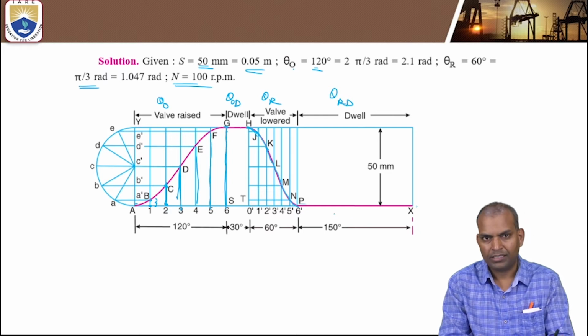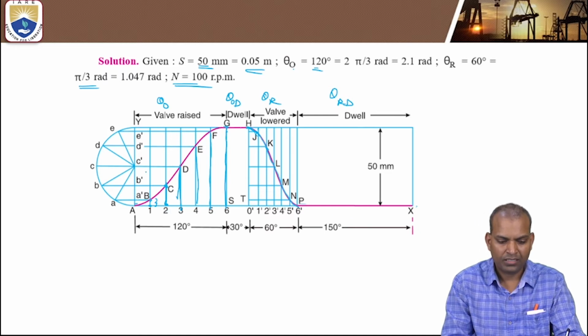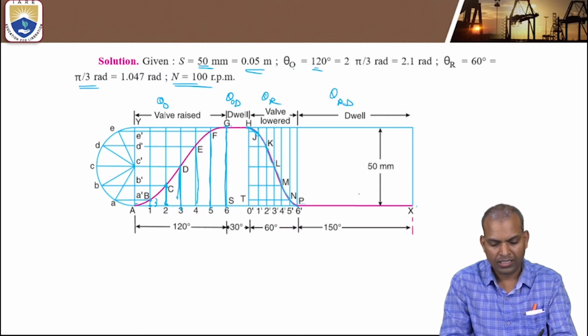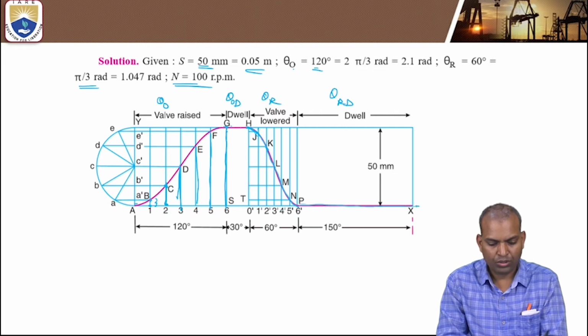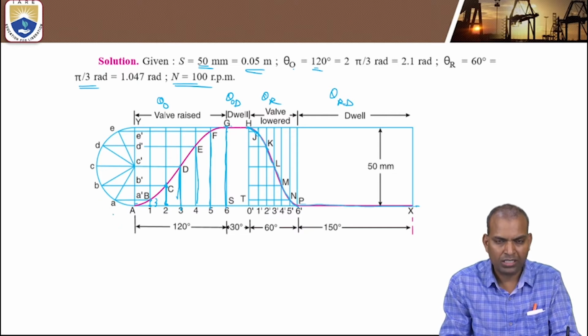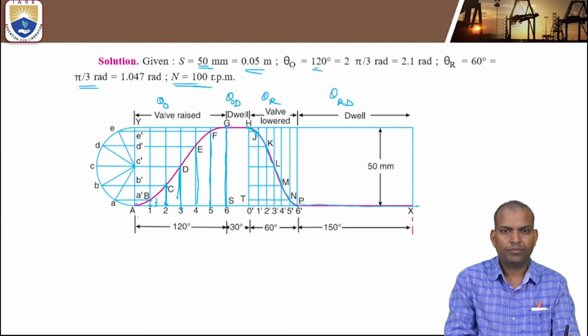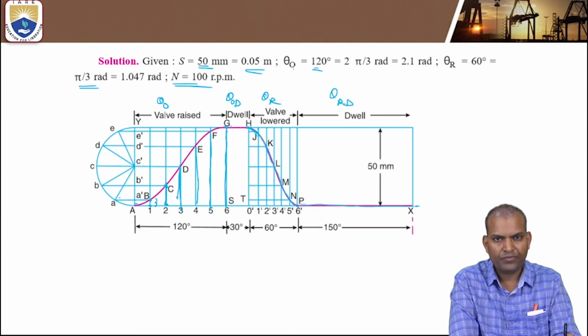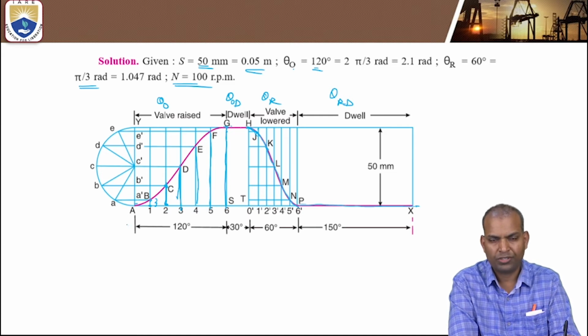Here again, when the valve is raised, that means the valve is open, depending upon opening or closing, and it remains the same. Again lowering, again it remains the same. So this is the curve of simple harmonic motion. The displacement diagram is the diagram of rotation of the cam versus the lift of the follower. What is independent and what is dependent? Rotation of the cam is independent and lift of the follower is dependent. So the lift of the follower is dependent on the rotation of the cam.